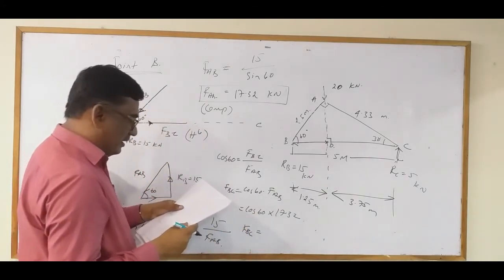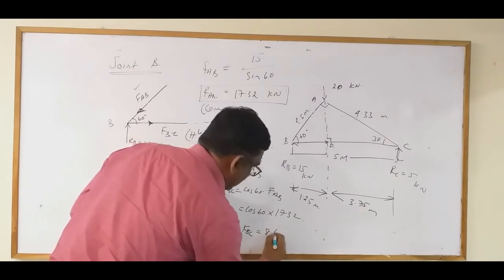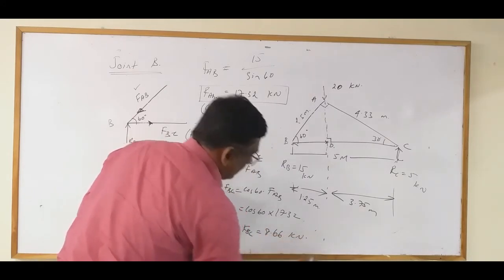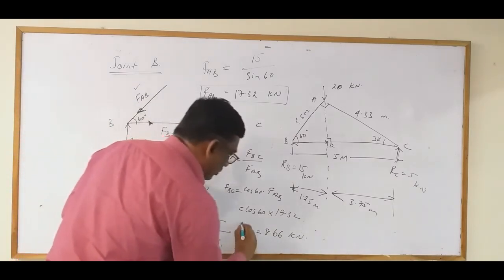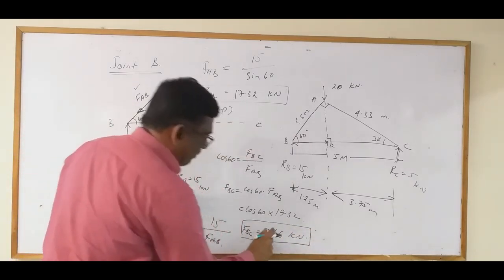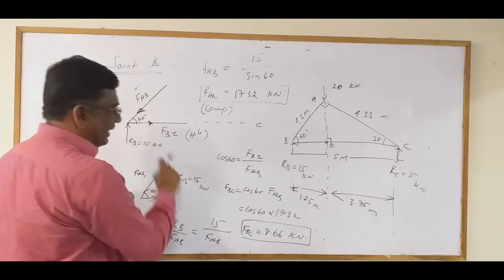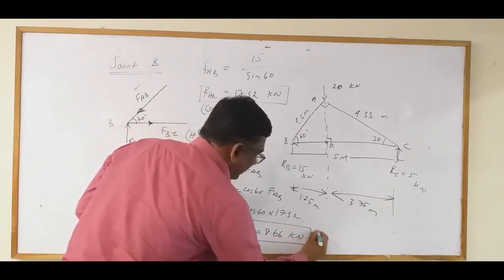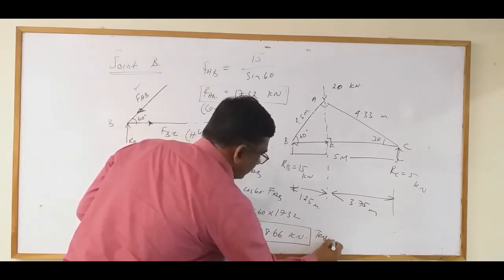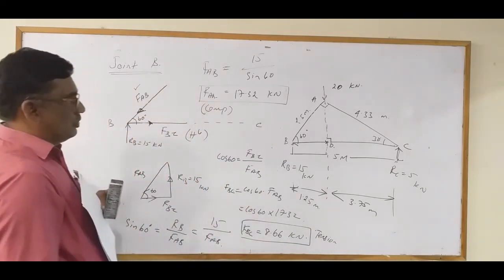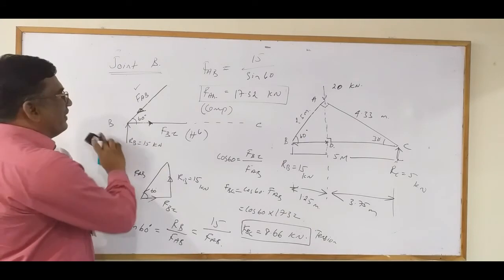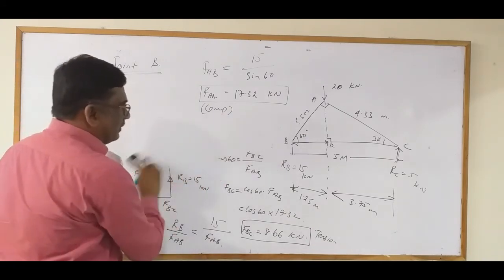and FBC is 8.66 kilonewton. So this is also coming in positive value. So the direction we assumed here is right. Okay, so we have calculated the value of FAB and FBC.